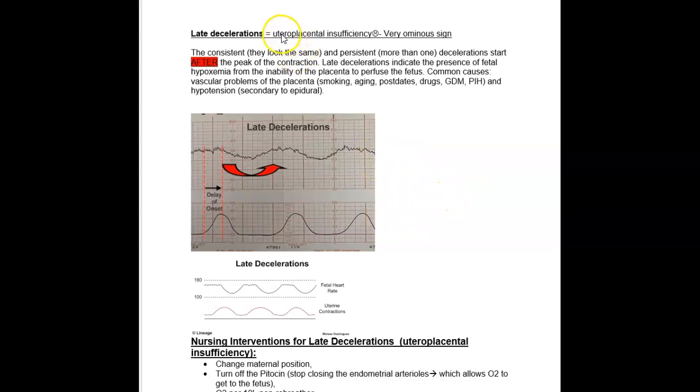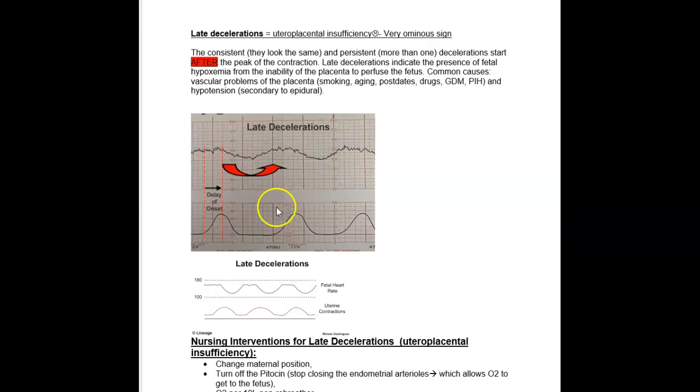That's called uteroplacental insufficiency. Either the uterus is not getting enough oxygen, or it could be getting enough oxygen, but the placenta cannot get it to the baby. So it's either the uterus or the placenta causing insufficient oxygenation to the baby. Very, very ominous. Very, very bad. Most of the time this happens when the placenta is damaged and there's decreased perfusion. The causes of this are vascular problems with the placenta, smoking, age of the placenta, post dates of the baby, drugs, diabetes, hypertension, or hypotension.